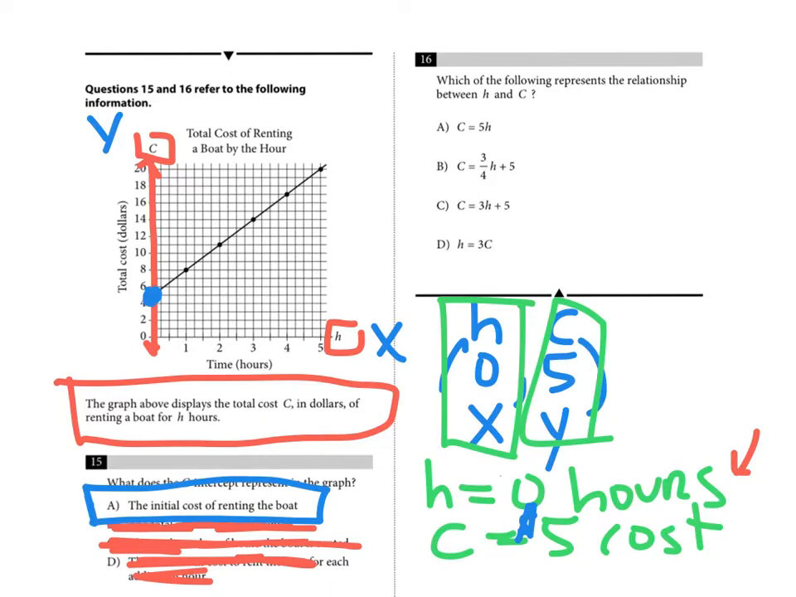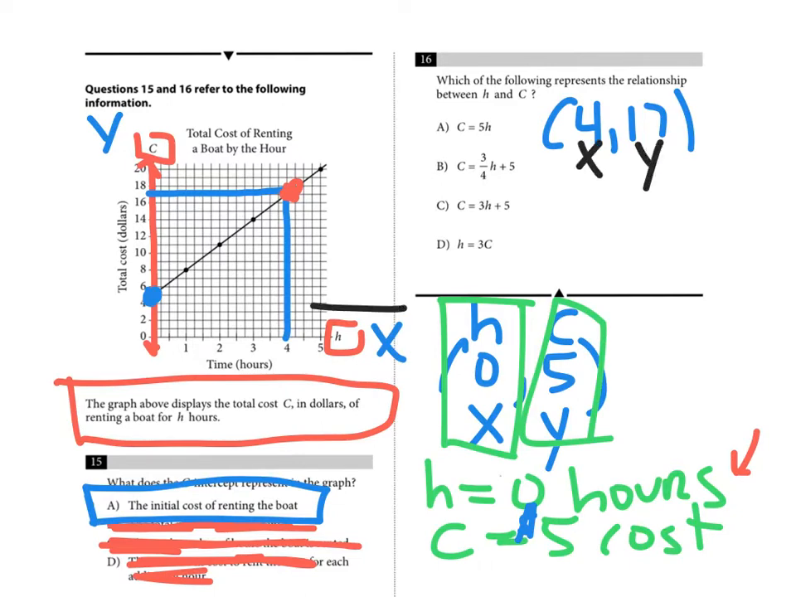Problem 16 says, which of the following represents the relationship between H and C? You can go about doing this in a lot of different ways, but what I'm going to do is just pick a point on the line. In this case, this point right here is the point (4, 17), because that was a point on the graph. I'm just randomly choosing a point. Traditionally x is 4 and y is 17, except here we're doing h and c. So I'm going to plug into all 4 of these equations to see which one matches this point.